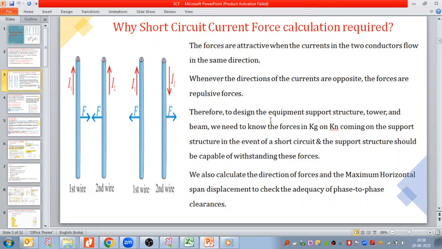Therefore, to design the equipment support structure, tower, gantry, and beam, we need to know the forces in kilogram, kilonewton, or newton coming on the support structure in the event of short circuit, and the support structure should be capable of withstanding these forces. We also calculate the direction of forces and the maximum horizontal span displacement to check the adequacy of phase-to-phase clearances.